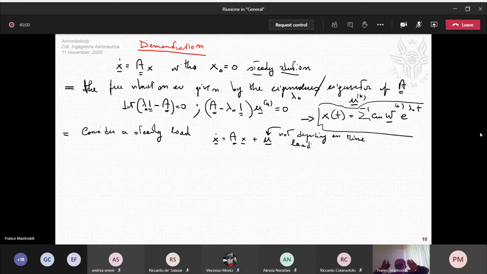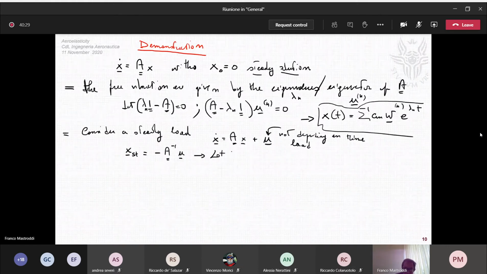So you are imposing this load. You have a steady solution, x steady. You have just to put the derivative equal to 0. So you obtain the steady solution like minus A to the minus 1 applied to u. This is your steady solution.